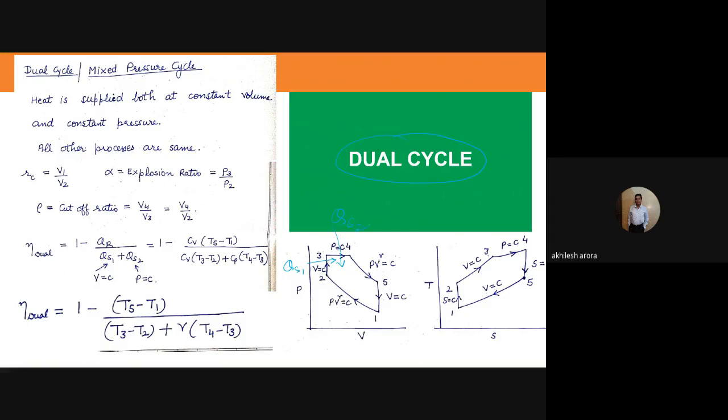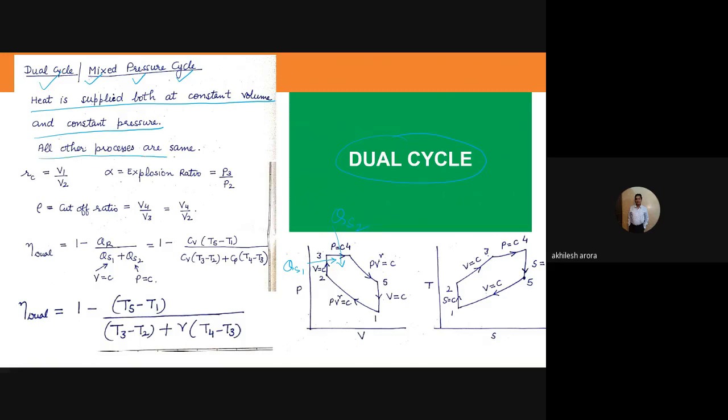So I can call it as QS2. Basically, in this particular case there is one extra process, and in total there are five processes. We have to use the heat supply process in this case, one at constant volume and the other at constant pressure. So it is also known as a mixed pressure cycle or a dual cycle. Heat is supplied both at constant volume and constant pressure, as I have already told you.